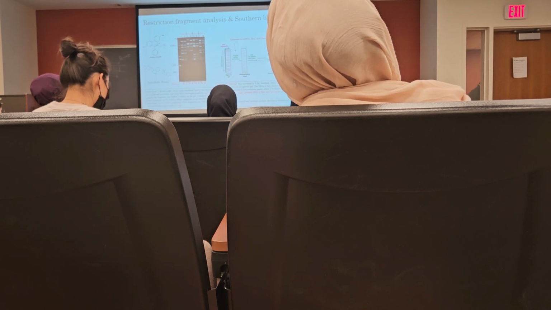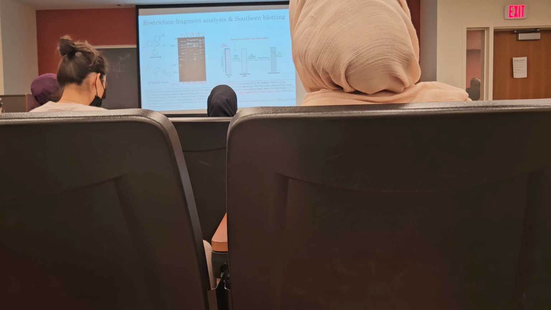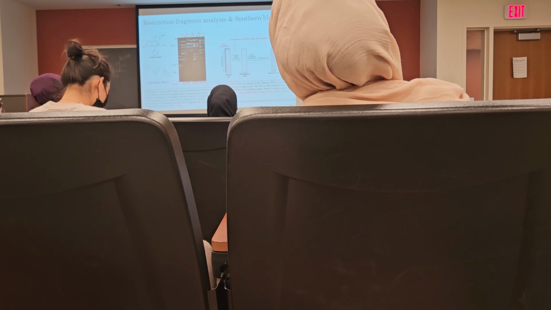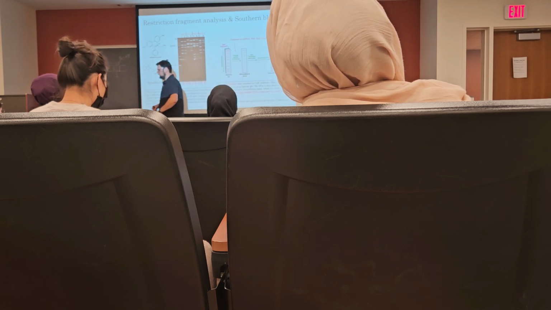So if the mutation is there, we'll get a band. If the mutation is not there and we didn't get any base pairing between our probe and the now denatured DNA on the polymer sheet, we won't get a band. So we can probe for specific DNA sequences using this method called Southern blotting.